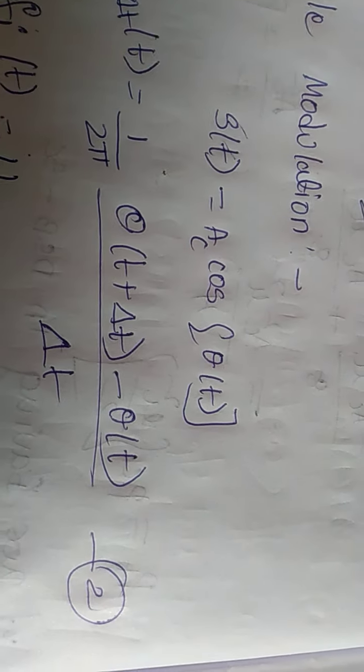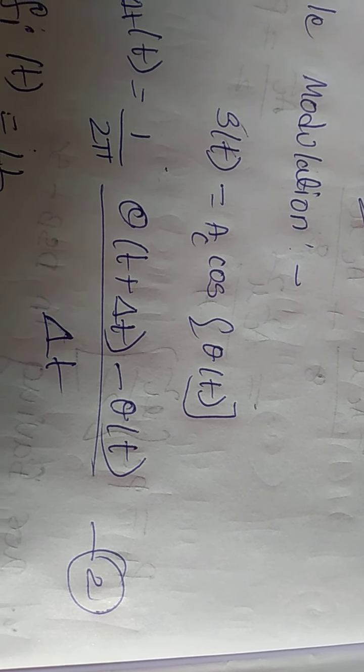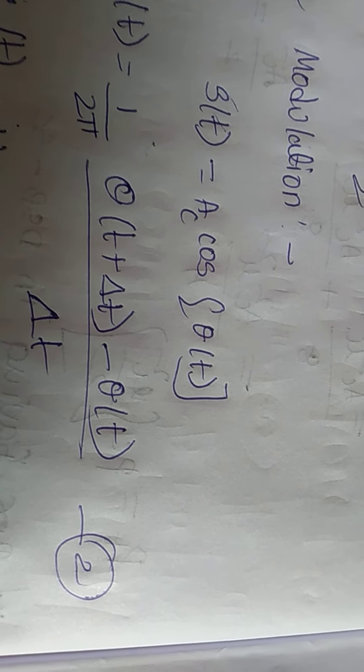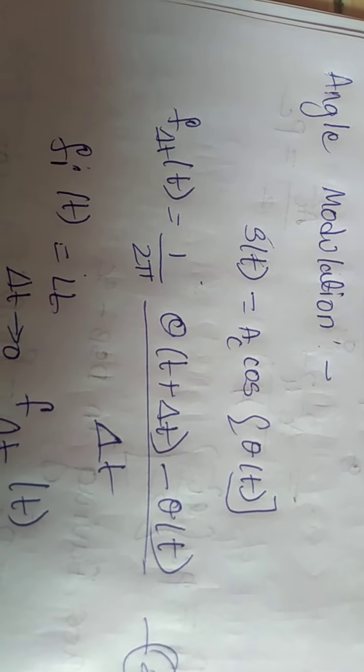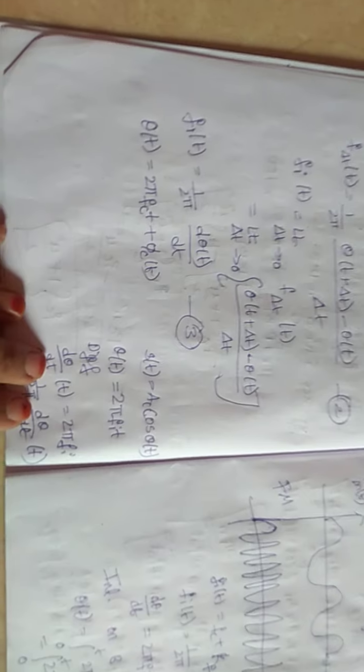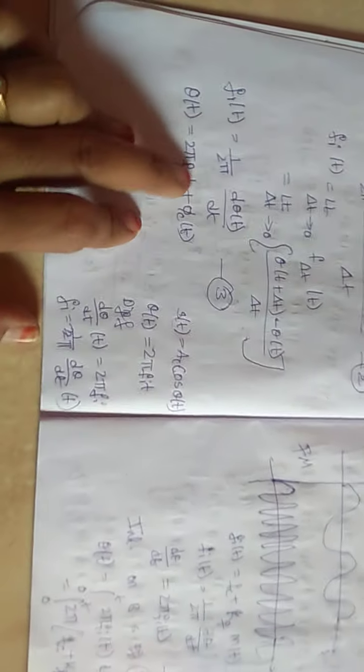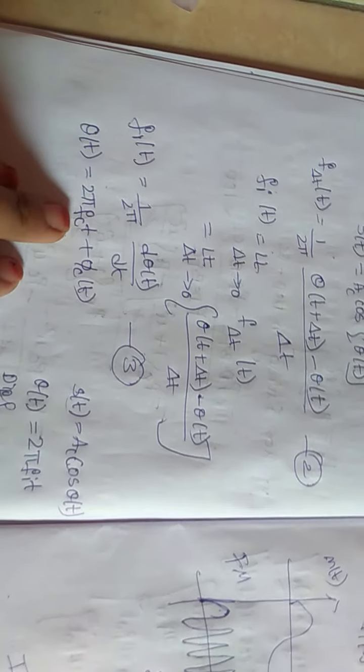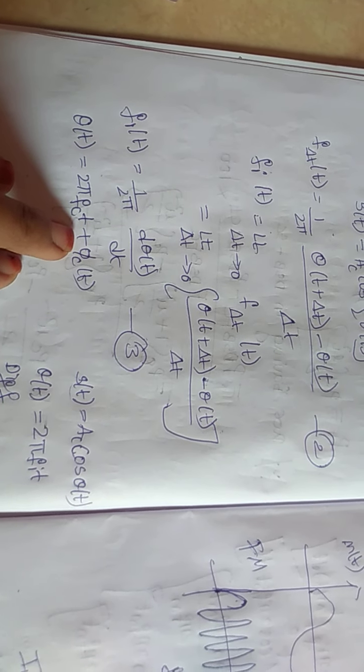So s of t is equal to Ac cos theta of t, where theta is the phase angle. When you write this in the form of frequency, 1 by 2 pi d theta by dt, where d theta by dt is the change in the phase with respect to time. So this is a basic equation, just to have a glance. From this we will get the theta value. Theta of t is equal to 2 pi fc t plus phi c of t.